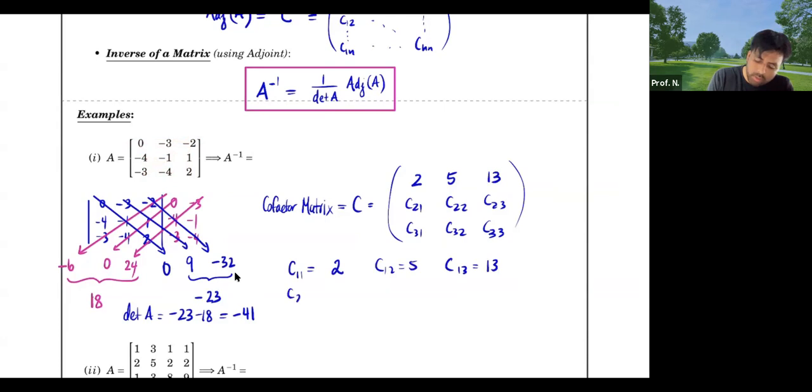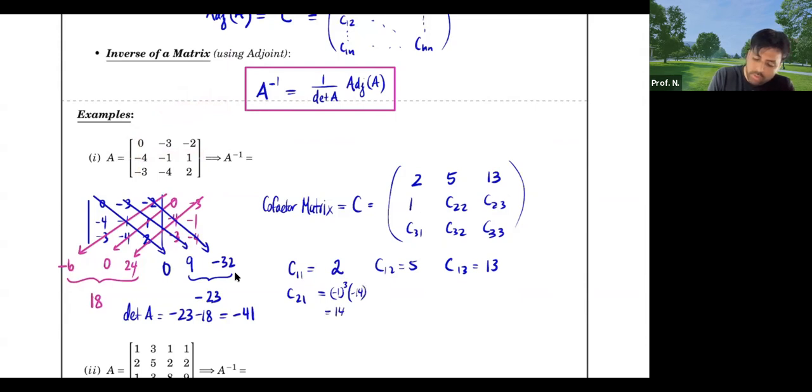And then C21 would be what? C21 is going to be -3, 2, and this will be -4, -2, right? So this will be -6 minus +8, so it'll be -14. But C21 is -1 to the third power. So let me just see that again. So -6 minus 8, so it's -14. This will be +14.